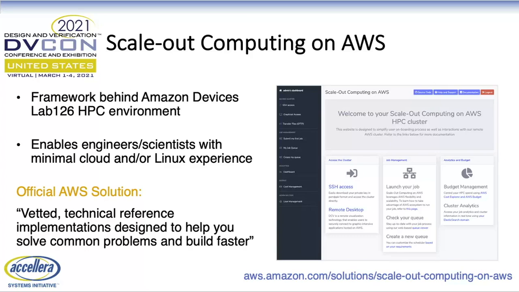So in order to deploy a stack suitable for EDA workloads on AWS, we are going to use a solution called Scale Out Computing on AWS. You can see the link at the bottom here. This is actually the official framework that is used by Amazon Devices Lab 126 HPC environment. This is the team that develops the Echo devices and the Kindle devices that some of you might be familiar with. And the main purpose is to enable engineers and scientists to run EDA and CAE workloads without having to have a deep knowledge of either the AWS infrastructure stack or even Linux experience.